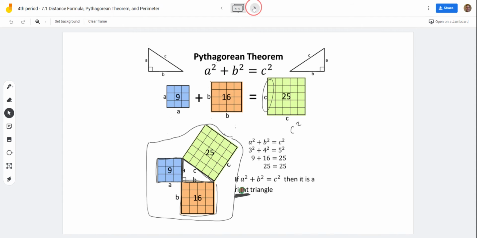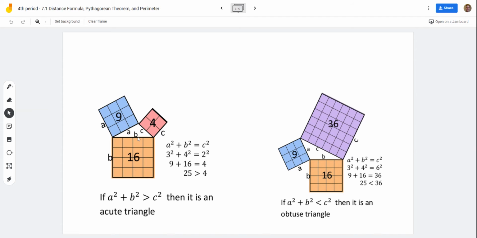Because if we had an acute triangle, notice now our side c shrank. We took this angle here and made it acute, so c is smaller. Notice now a squared plus b squared doesn't hold up anymore because c squared is really tiny. We said a squared plus b squared was 25 earlier. That's not equal to 4 because we have an acute triangle. So this only works when we have right triangles.